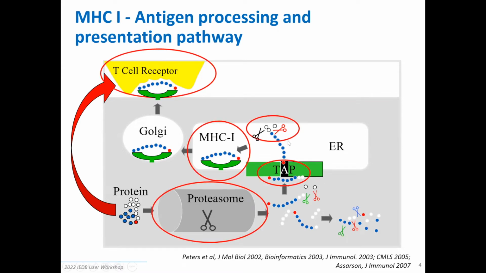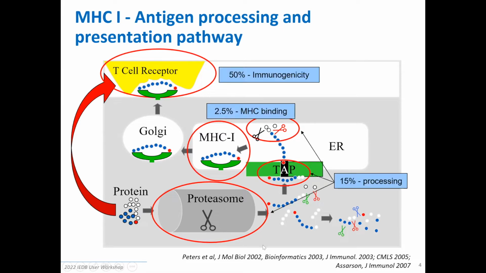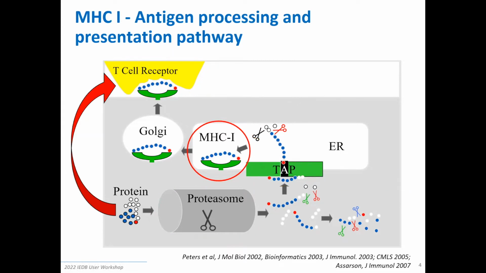And we have quantified this in the past, estimating that about 15% of all possible peptides make it through this processing. Only 2.5% make it to MHC binding. So this is why we focus on MHC binding a lot, because it's the most selective step. And about 1 in 2 peptides that make it up onto the surface can trigger an immune response, based on having a T-cell repertoire available. These are obviously rough estimates, but they give you an idea of the different importance of these steps. So MHC1 is what we're focusing on for MHC binding predictions, precisely because it is the most selective one.